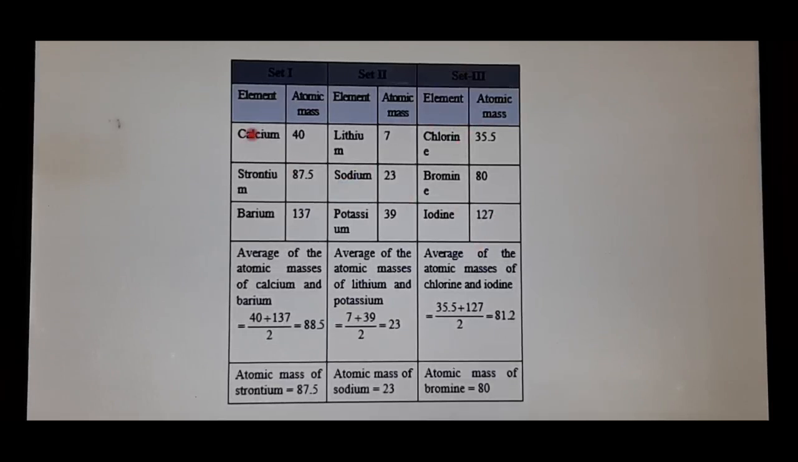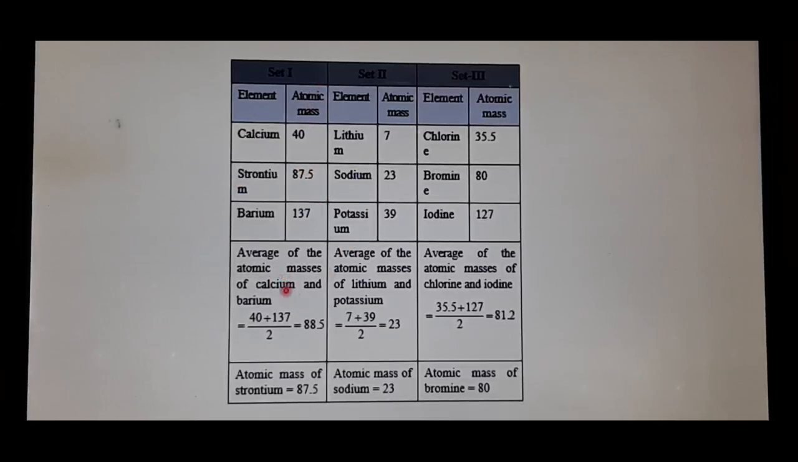Now what he mentioned is that if we take 3 elements, then the mass of the middle one will be equal to the average of the masses of the other 2 elements. So let us find it out also. It will be roughly, approximately equal to their average.